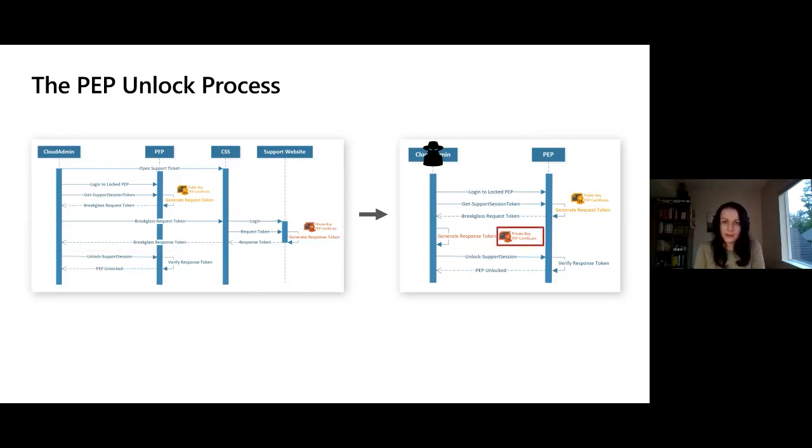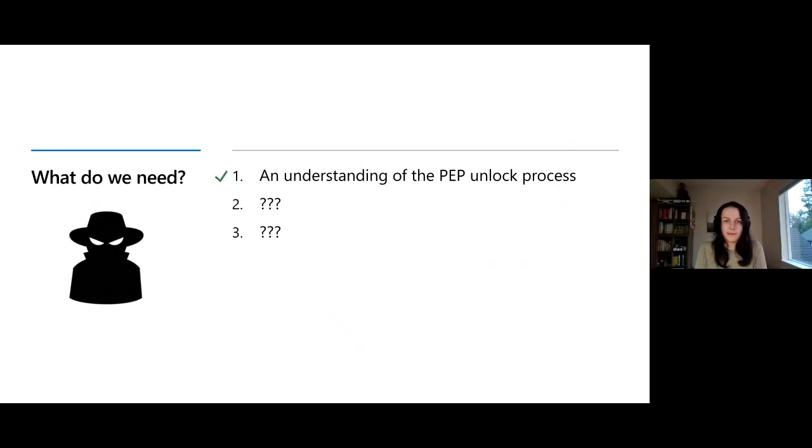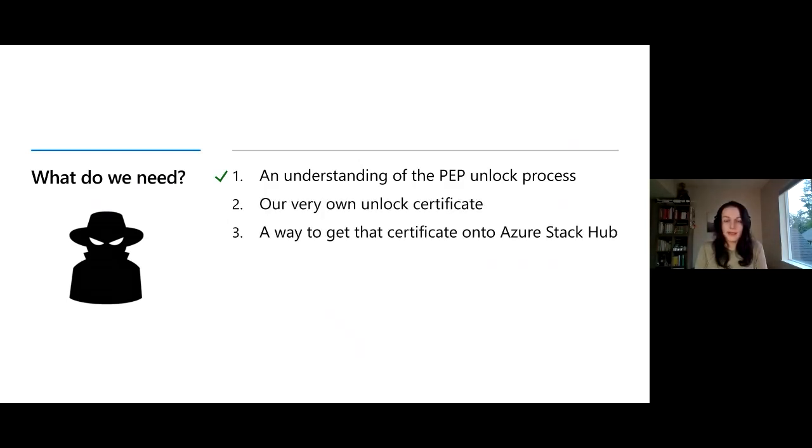For that to work, we will need to create our own certificate so that we, not Microsoft, can generate the response token with its private key. But we will also need a way to get that public key version of that certificate onto the ERCS virtual machines where the PEP sessions are hosted. And that might prove to be a little bit harder. So to summarize, we just got an understanding of the PEP Unlock process, and now we know that the next steps will be our very own PEP Unlock certificate and a way to get that certificate onto Azure Stack Hub.